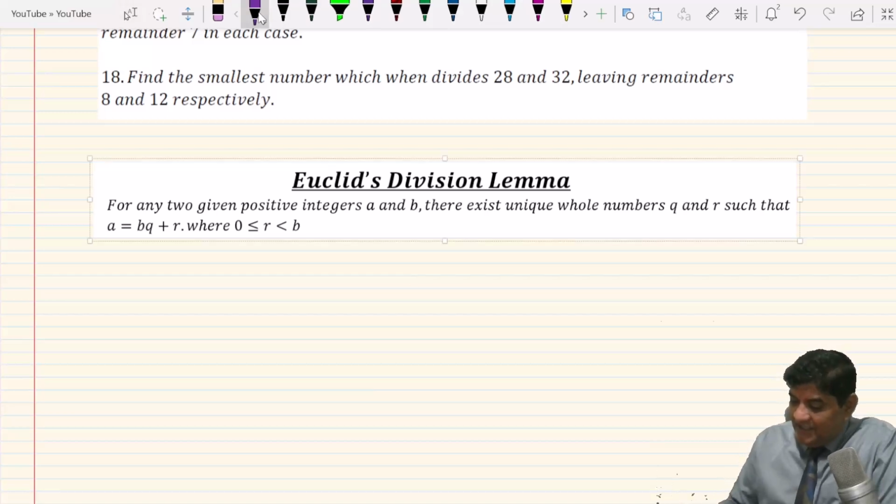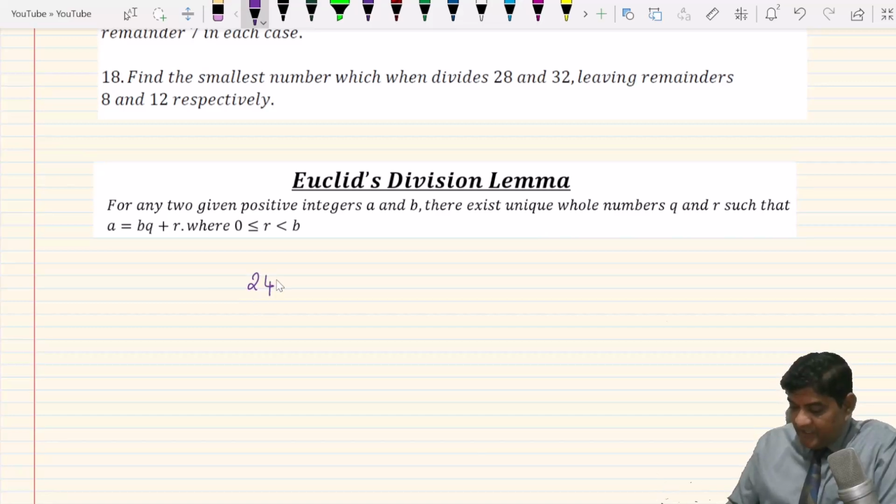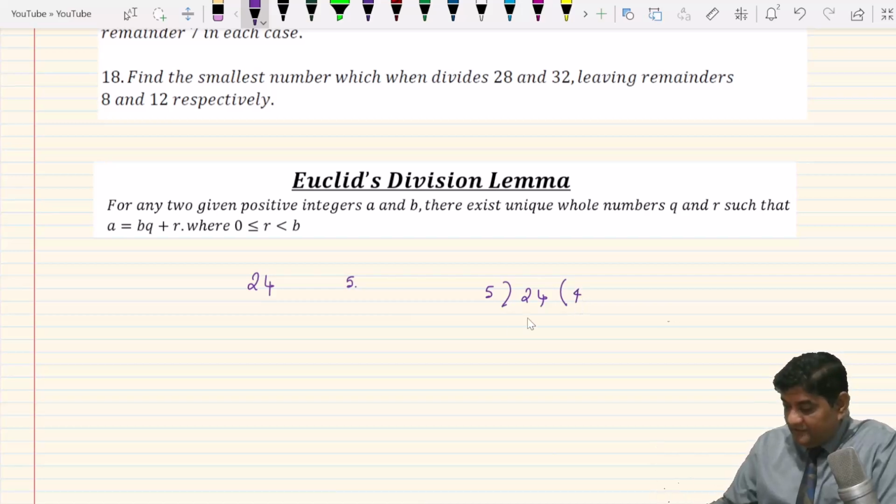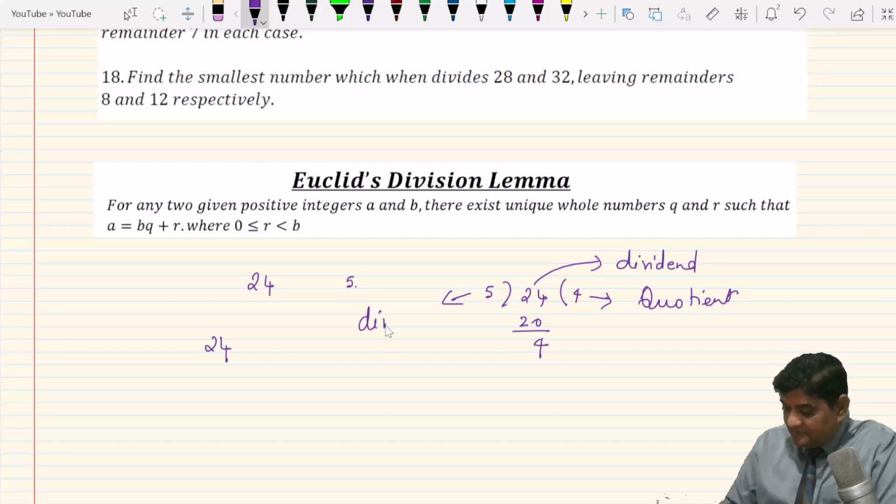It's just this much. Let's say I'm taking two numbers. Let me consider, let's say 24, and let's say another number 5. So if I'm dividing 24 by 5, what am I going to get? 5 4s are 20, and the remainder is a 4. So now this here is the dividend, this here is the quotient, this is the divisor, and this here is the remainder.